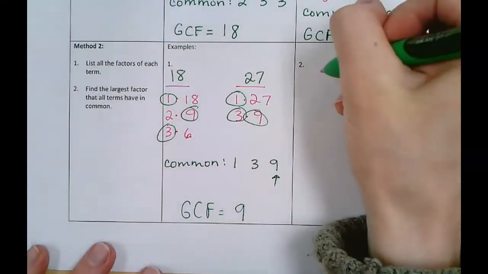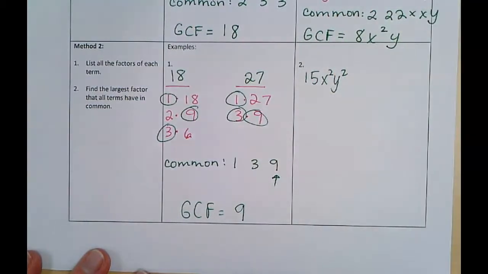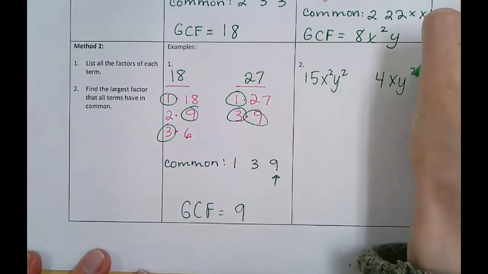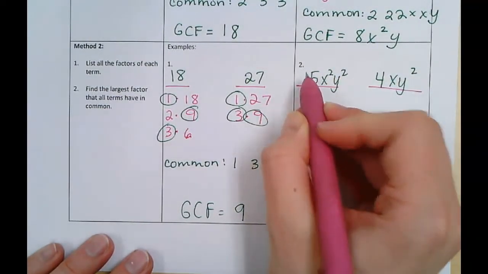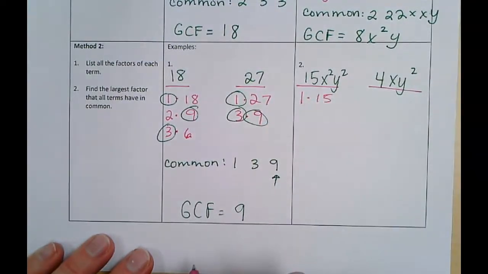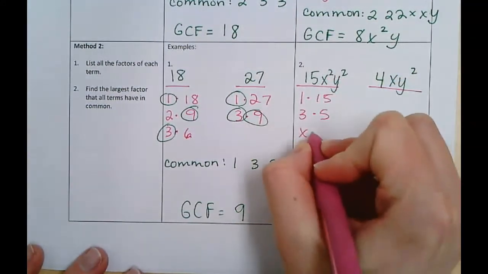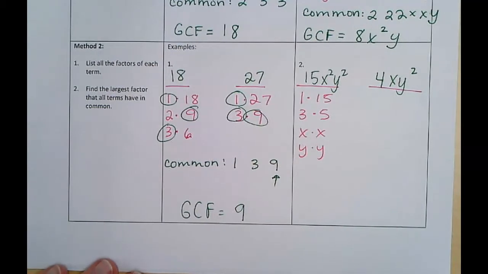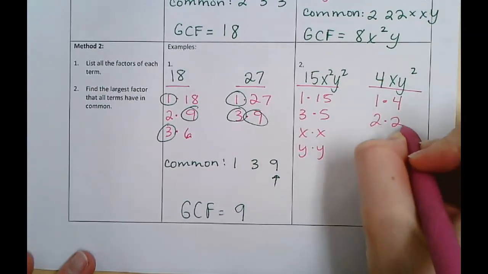All right, the next one we're going to add some variables in. So I'm comparing 15x squared y squared to 4xy squared. I'm going to list off first my numbers with 15. 1 times 15, 3 times 5, and that's my entire list. I want to go ahead and break down my x squared as x times x, and my y squared as y times y. Moving on to my 4, I've got 1 times 4 and 2 times 2.